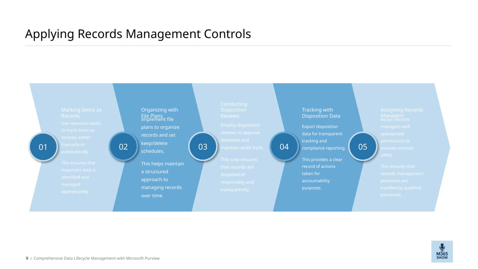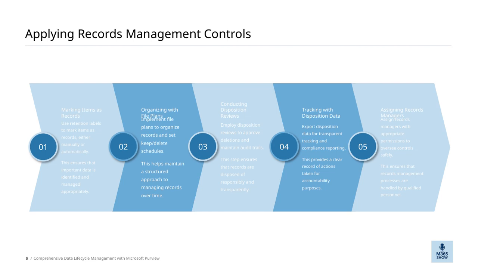A key part of this is using retention labels to mark items as records. This can be done either manually or automatically, and it helps ensure that our most important data is clearly identified and managed properly throughout its lifecycle. Next, organizing these records with file plans is crucial. File plans help us structure our records systematically, setting clear schedules for keeping or deleting items over time. This structured approach makes ongoing records management much more manageable and consistent.